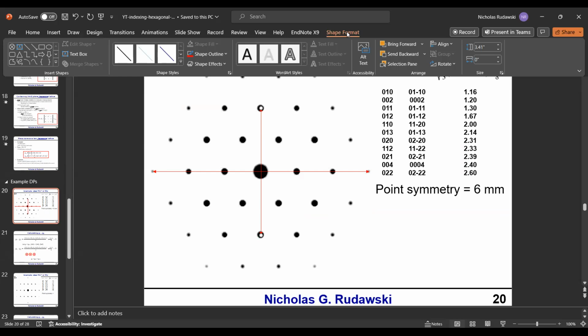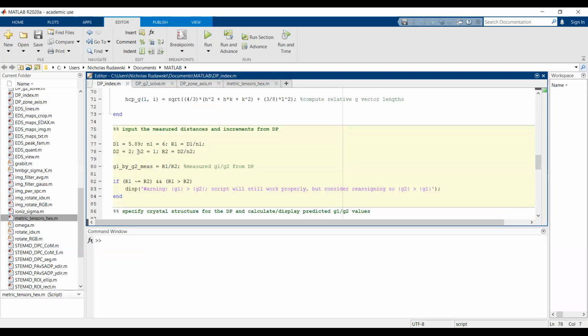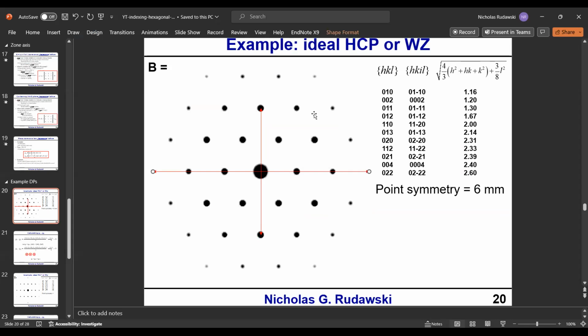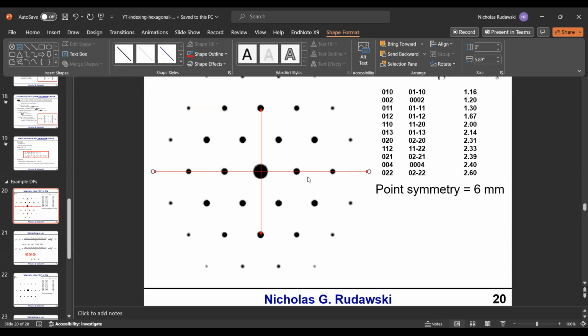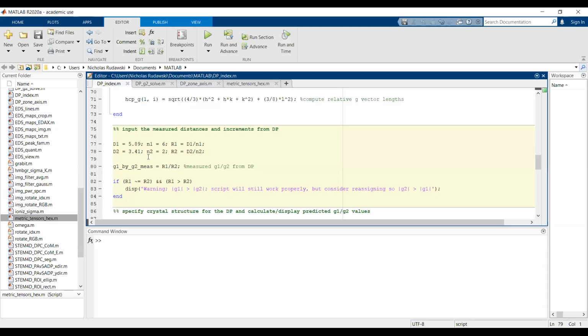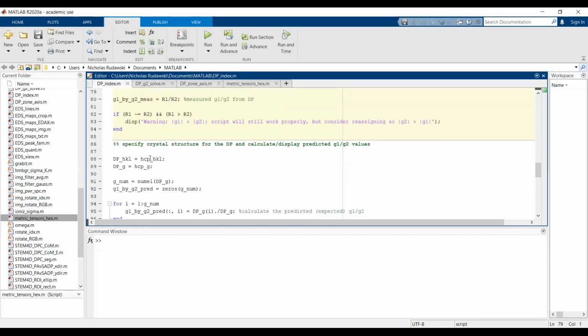All right, 3.41 inches, and I have 2 increments. Okay, so I'm going to do 3.41 and 2 increments. Let me just check this other one to make sure. Yes, 5.89. Okay, all right. So there's my input dimensions. Then I have to specify that I have HCP, or again, the list of allowed reflections is the same. So I'm just going to leave this here.